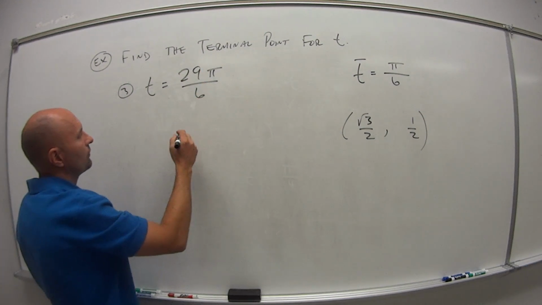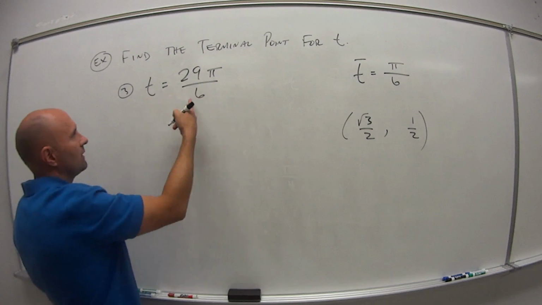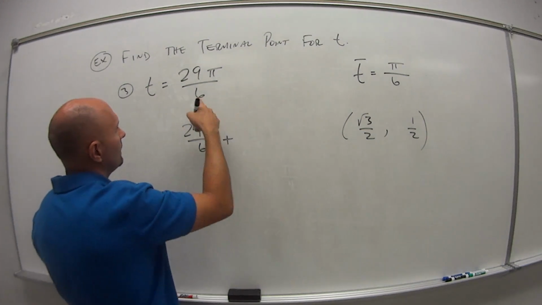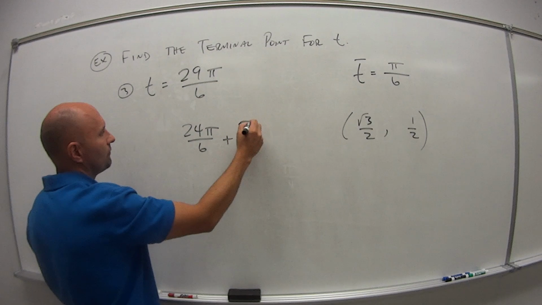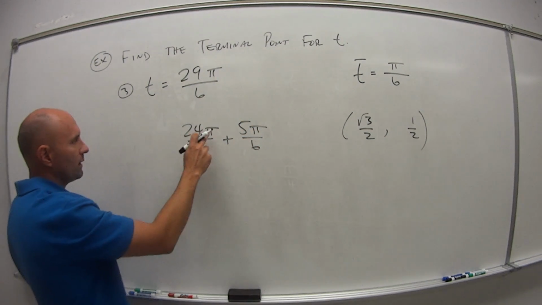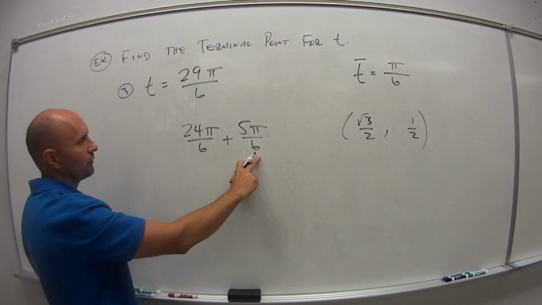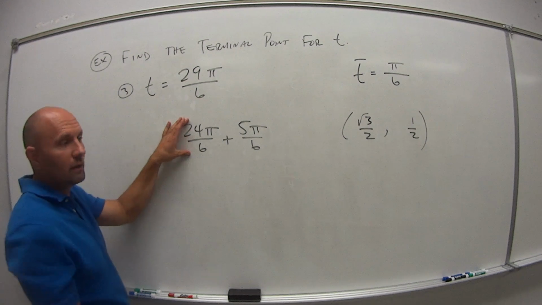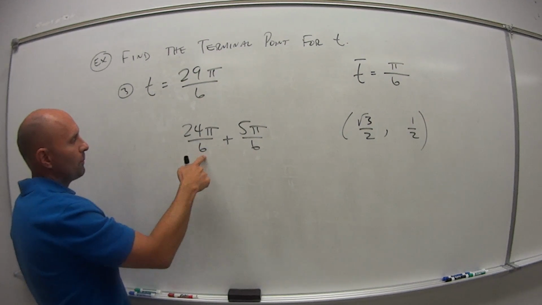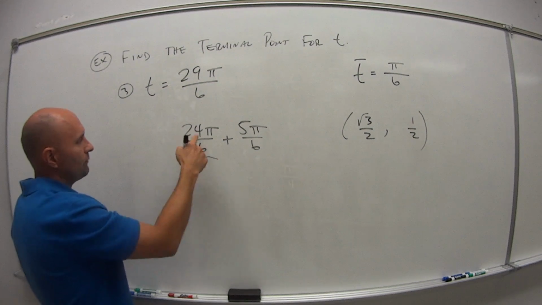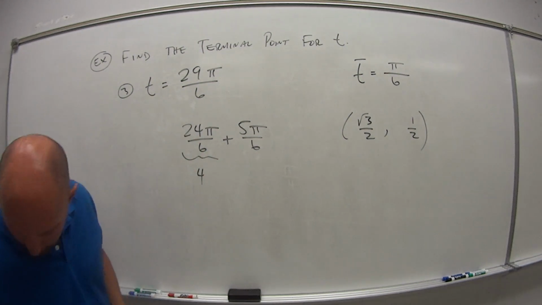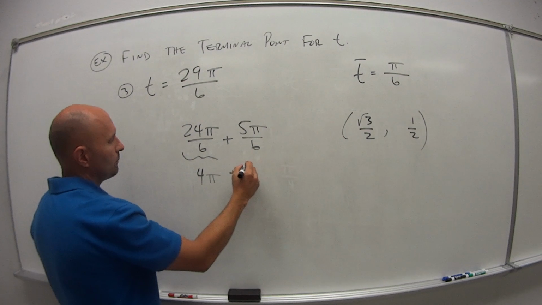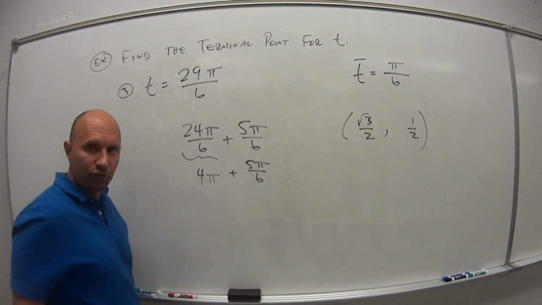So 29 pi over 6, I want to go back to the next one. So this is like 24 pi over 6. And if I have 24 pi, that means I still have 5 pi left. So 24 pi over 6 plus 5 pi over 6 gives me 29 pi over 6. So I haven't changed this value, I just rewrote how it looks. Well, 24 pi over 6 is what? 24 divided by 6 is 4. So that means this first part is 4 pi, and then plus 5 pi over 6.